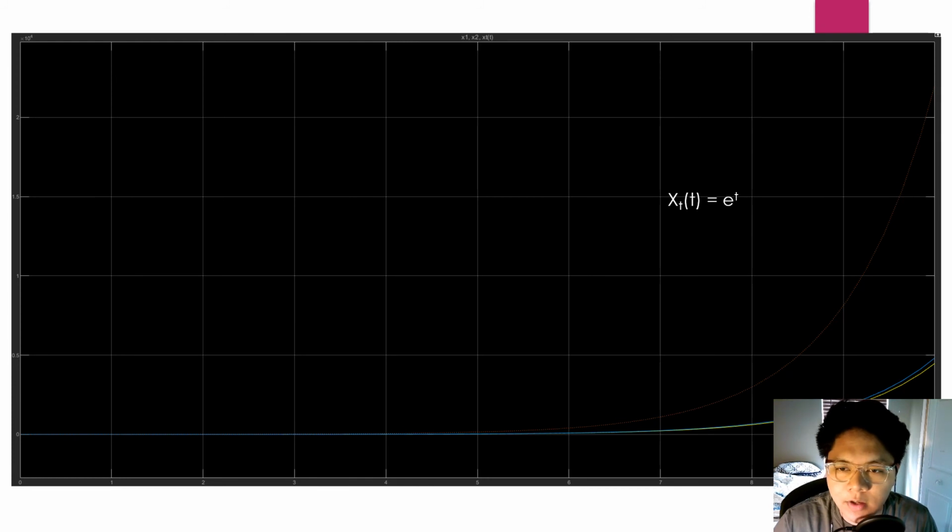So originally we had xt equals sine t, and I changed it to xt equals e to the t, and you can see how that changes with x1 and x2. It follows the road pretty normally.